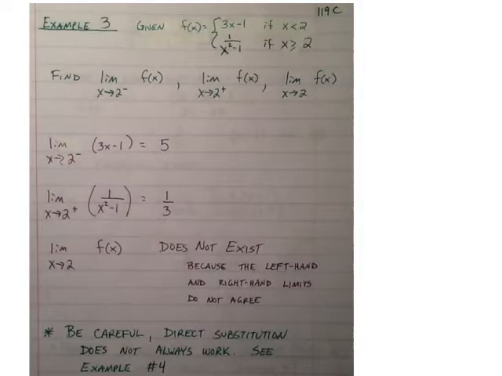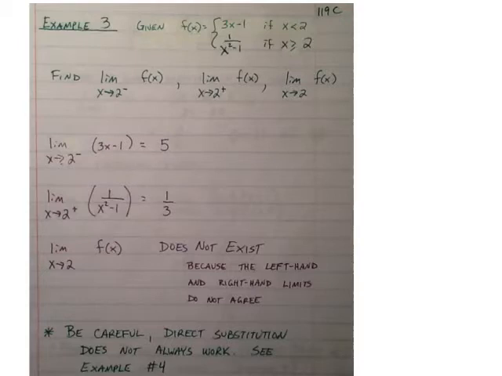Here we're getting a little bit trickier. Example 3 asks us to find the left-hand limit, the right-hand limit, and the limit at the value of 2. If we're taking the left-hand limit, that means we're approaching from the side where x is less than 2, so that would be this first equation. If we do direct substitution, we get a value of 5. For the right-hand limit, we need to use the second equation because we're approaching from greater than 2, and direct substitution yields 1/3.